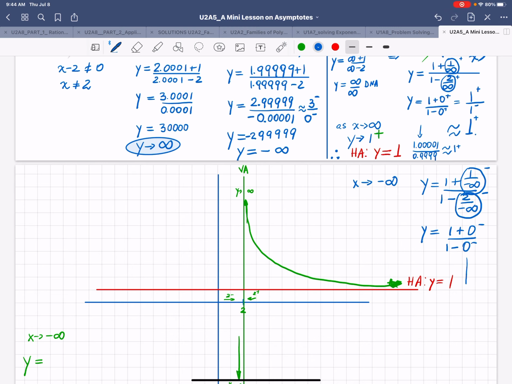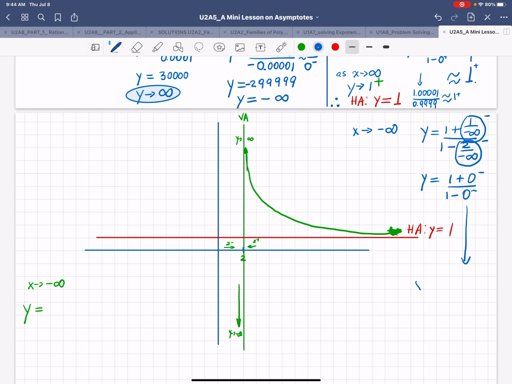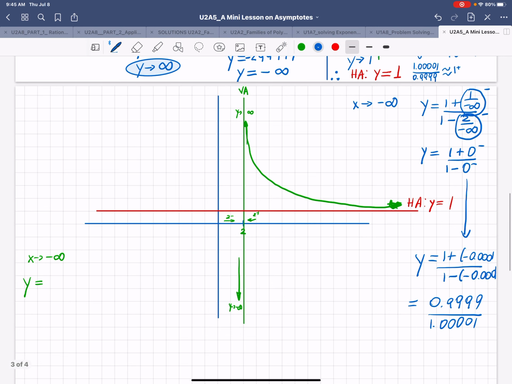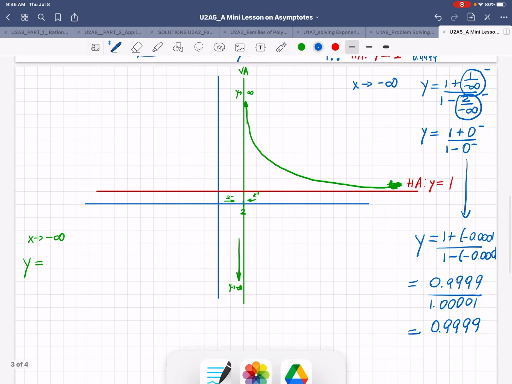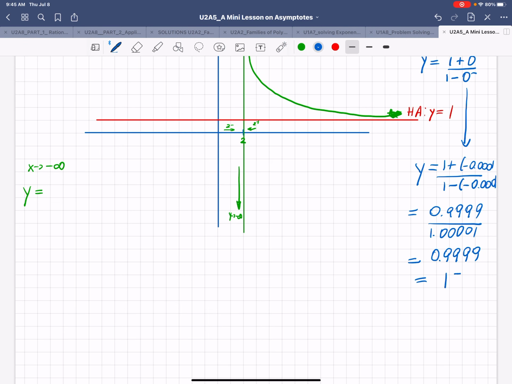So let's take this a bit further. So this would be 1 plus negative 0.000 something, right? Divided by 1 minus negative 0.000 something, right? So this would be 0.99999 divided by 1.00001. So this would be very close to 1, but a little bit less than 1. So we say 1 minus.